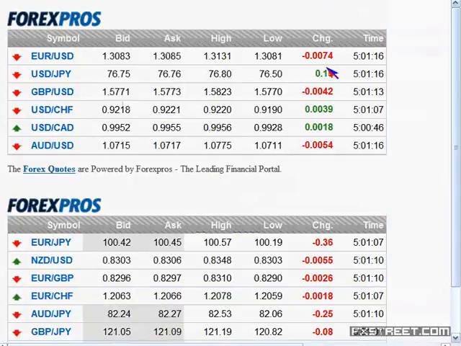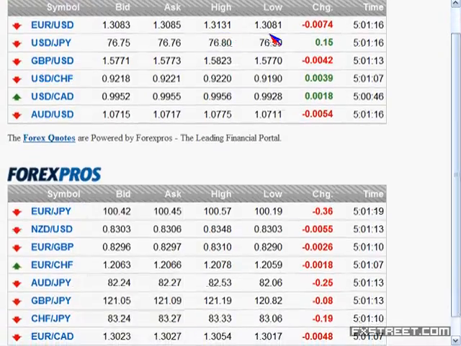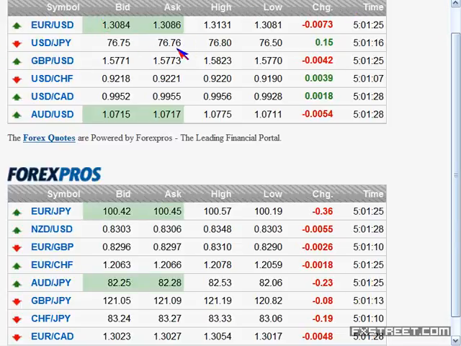And currently, Euro is trading around 1.3083, 1.3085, 74 pips negative net change is seen. The high is 1.3131, the low is 1.3081. So market is closer to that of the low. This is the GMT time. Then in the case of yen, it is trading around 76.75, 76.76. 76.80 is the low, 76.50 is the high, and 76.50 is the low. 15 pips positive net change is seen.